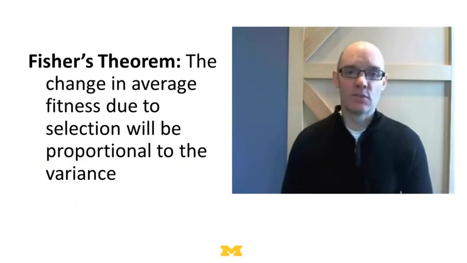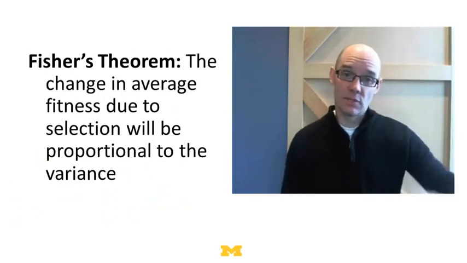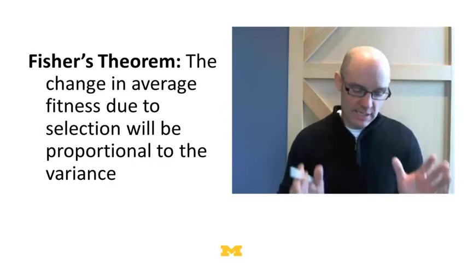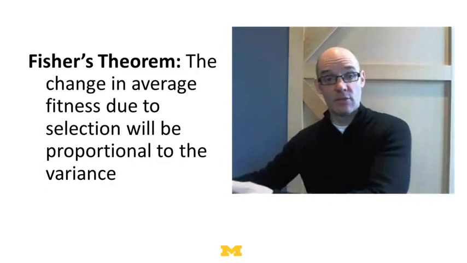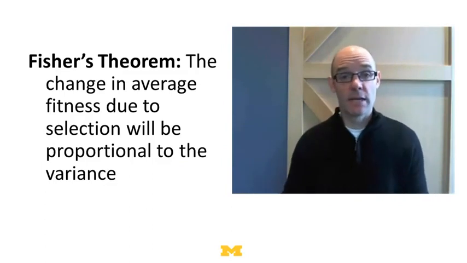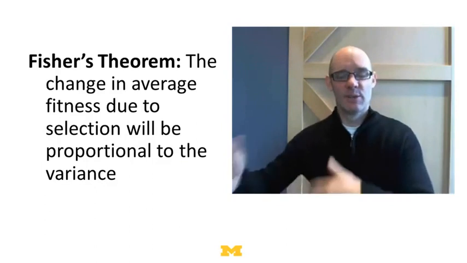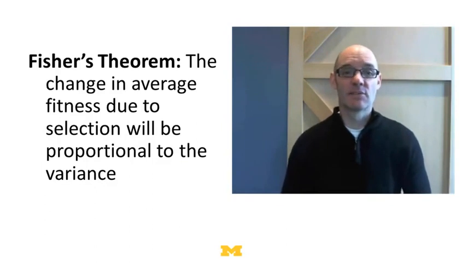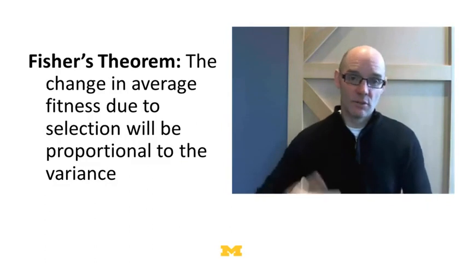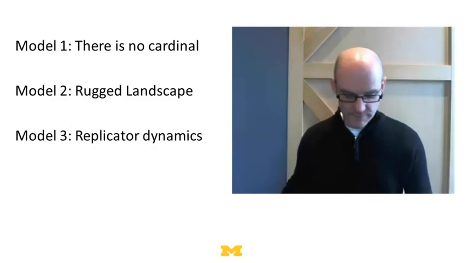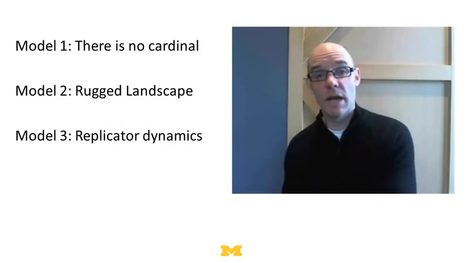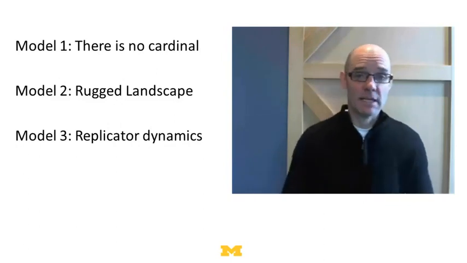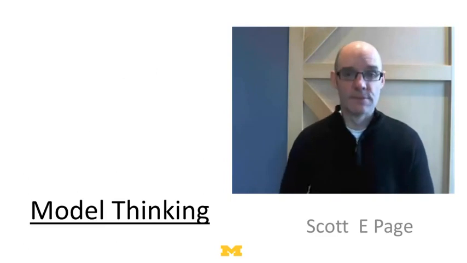And in fact, this is Fisher's fundamental theorem. The change in average fitness due to selection, if we have replicator dynamics, is going to be proportional to the variation. So more variation, more adaptation, and they're proportional. And we saw this by combining 3 models: there is no cardinal, there's a rugged landscape, and replicator dynamics. And we get this really interesting result, that the change in average fitness due to selection, due to replicator dynamics, is going to be proportional to the variation. And again, we got it by combining 3 different models. So this is one of the powers of being a many-model thinker. You can then combine them to ask much deeper scientific questions.